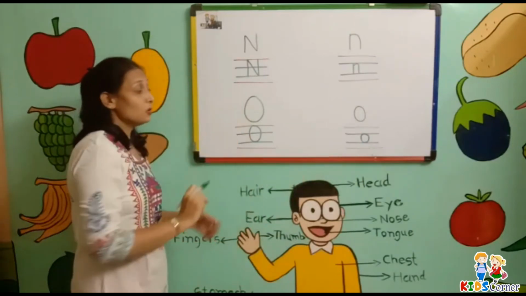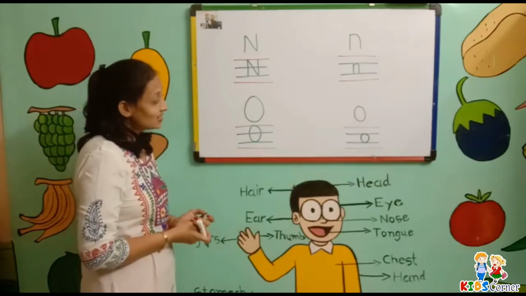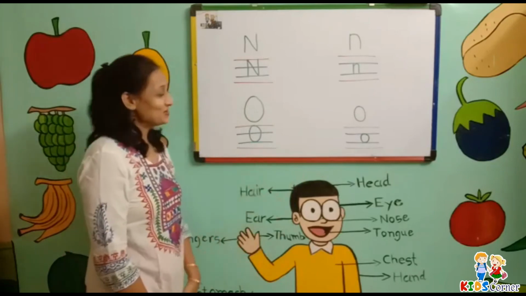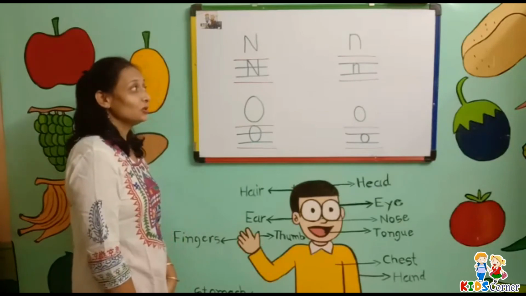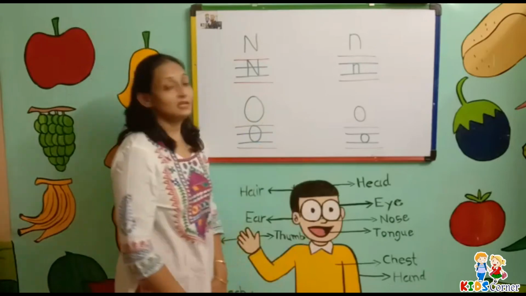Now, what does O stand for? O stands for ostrich, O stands for orange and O stands for ox. So, learn these two alphabets in the worksheets and revise it in the notebook.